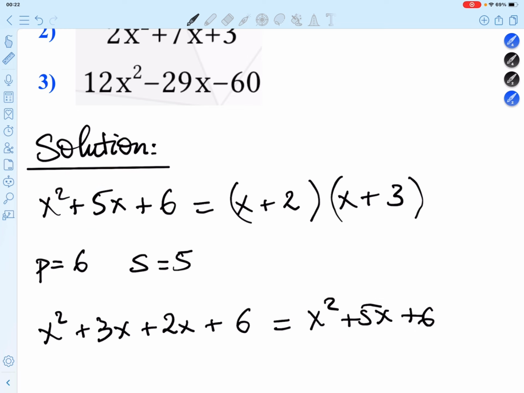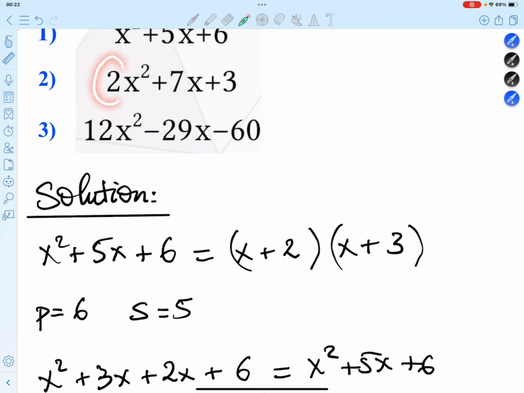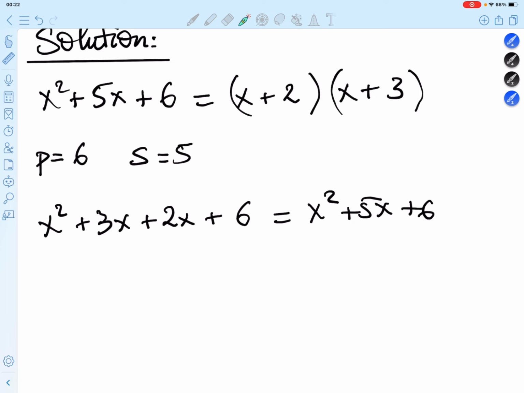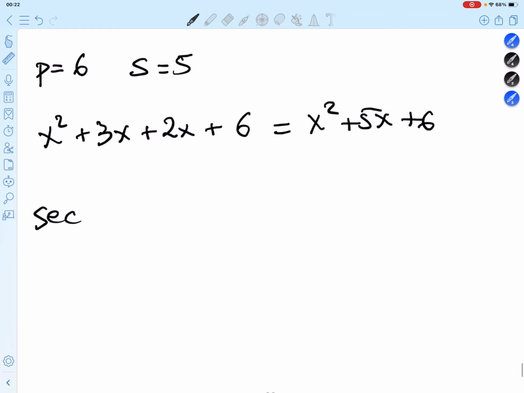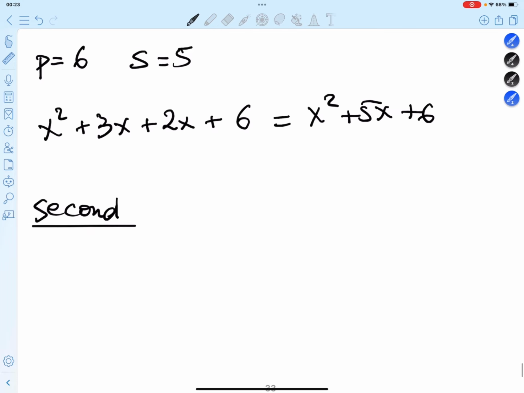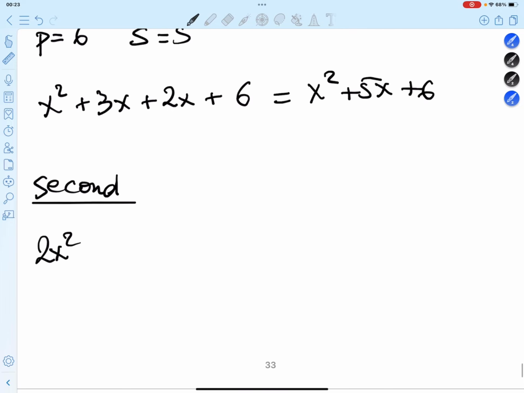Now let's move on to the second one. The second one is slightly more complicated because we have these two. So in this case, a is equal to 2, which is different from 1. So the second one, let's do it here. This one was the first one. The second is 2x squared plus 7x plus 3.